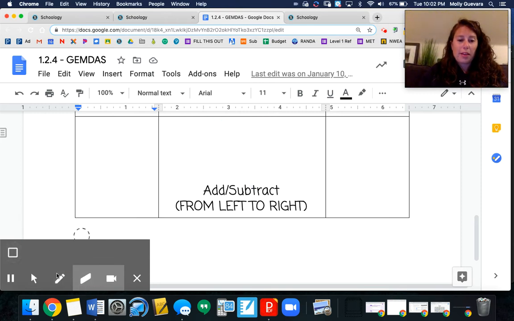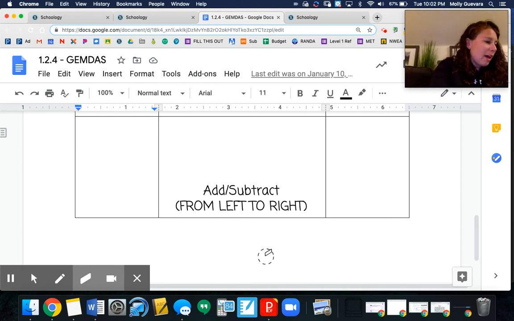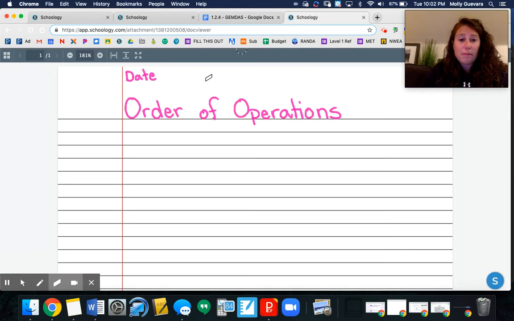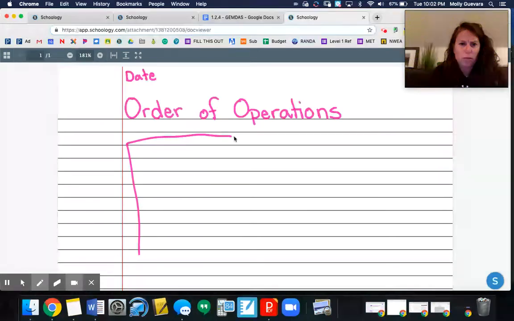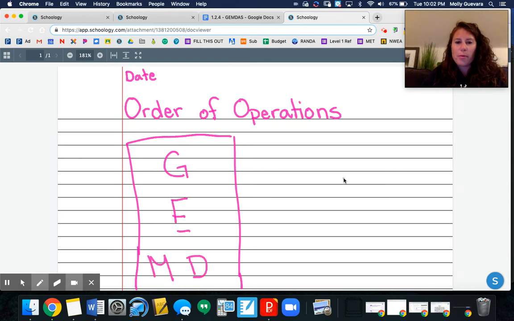There's one thing that I do want to point out. So along the outside, well, I'll just write it. We're going to go back to our lined paper so that we can take notes. Just to give you a visual, here's my foldable. We're going to glue in our order of operations foldable, and it's going down the page like so. So I'm going to be writing over here.